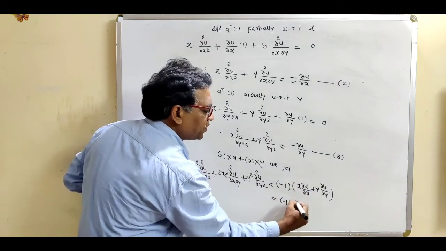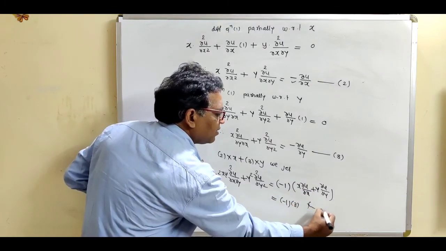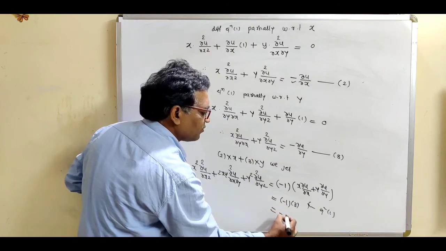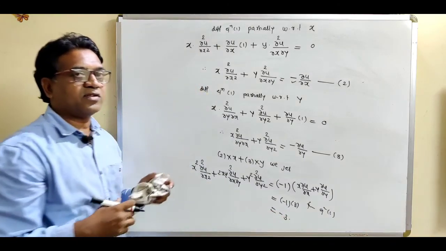Now from equation 1 put this value, this is 3. Right here, from equation 1, so this is equal to minus 3. That is the required answer.